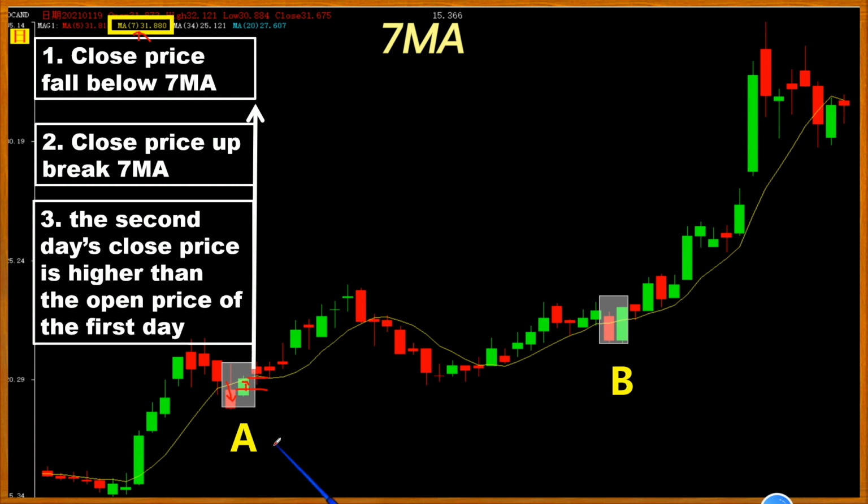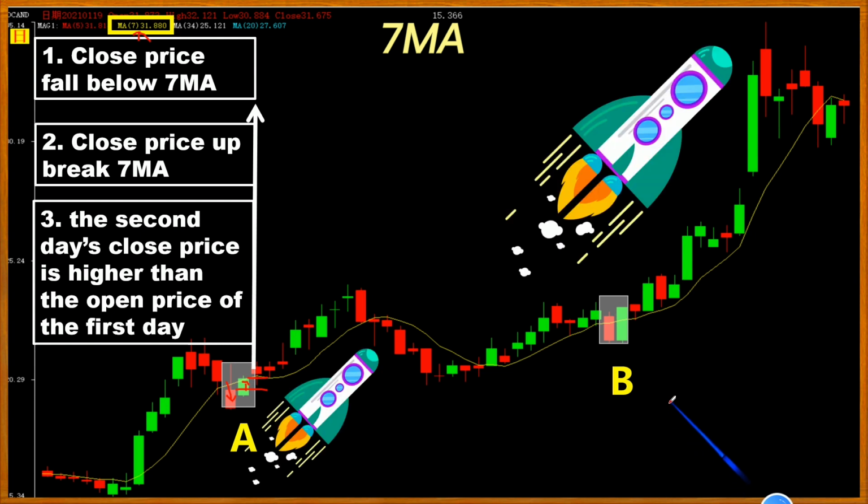So we could see both A and B are valid buy points. And if we buy here, there's a considerable profit that follows.